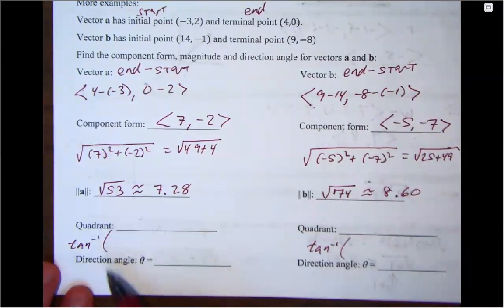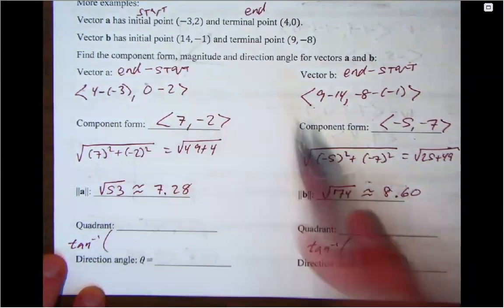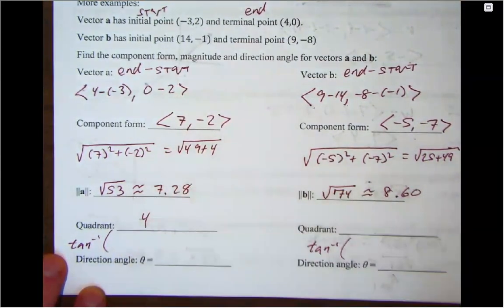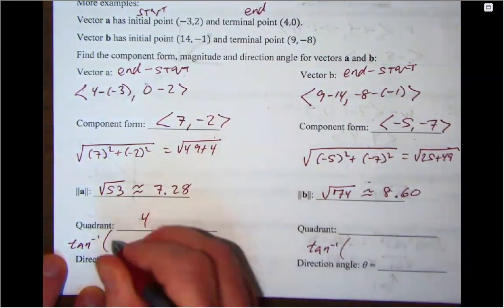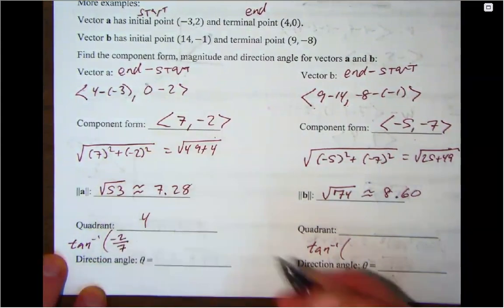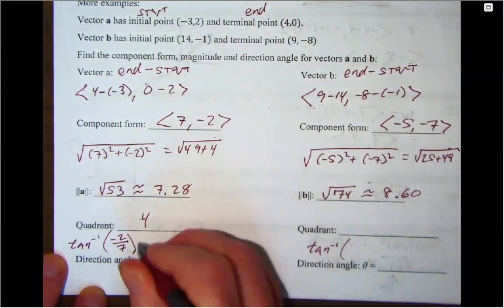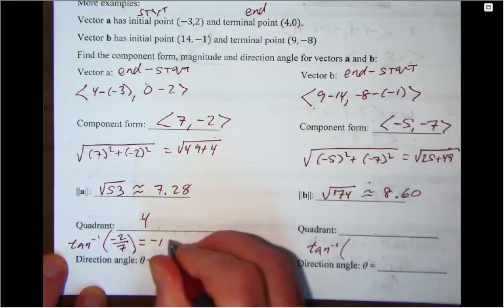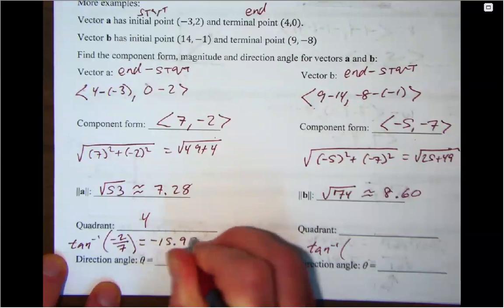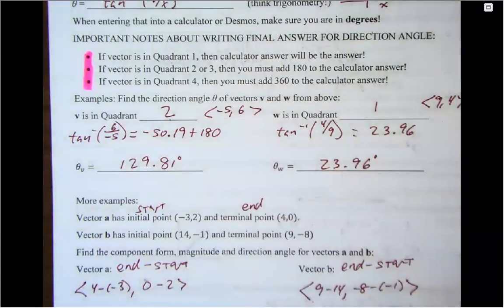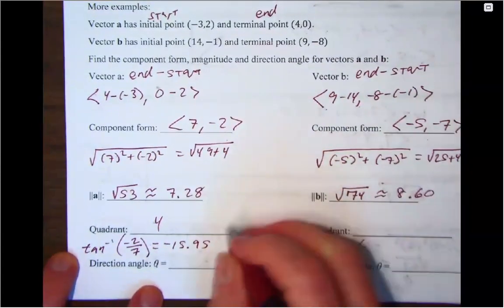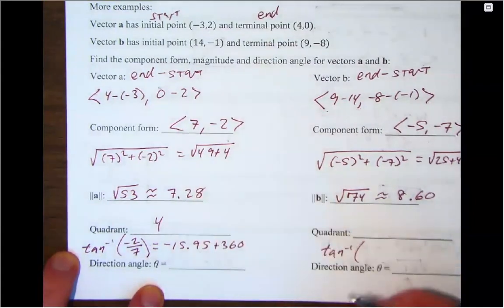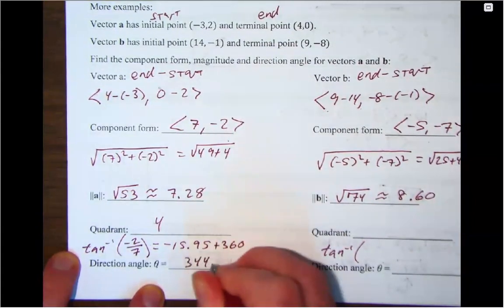And then the last thing, when to find the direction angle, first thing we should say is, okay, what quadrant am I in? If the x is positive, y is negative, we're in quadrant 4 there. And then we do the tangent inverse. It's always y over x, -2 over 7. Stick that into Desmos. You get -15.95. But go back up to the notes real fast and say, okay, quadrant 4, got to add 360. And that'll come out to be 344.05 degrees.